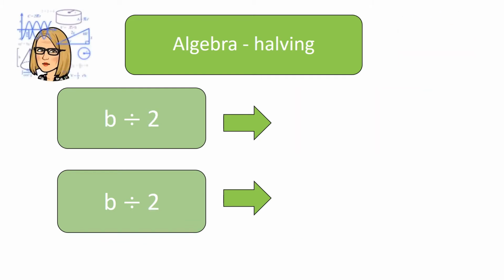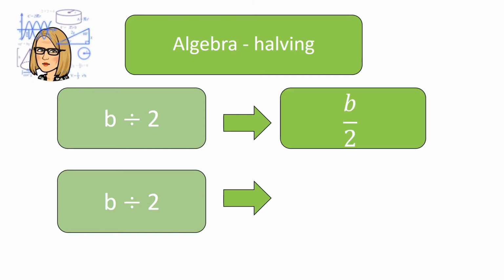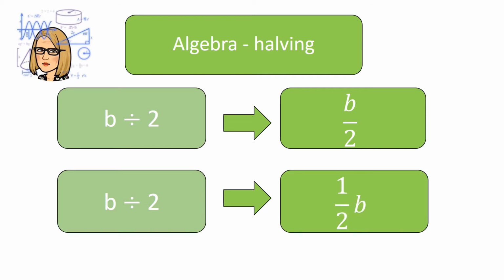If you're halving in algebra, well, you know that halving is the same as dividing by 2. So half of b would be b divided by 2, and would be written like that, b over 2. You probably know that if you're halving a number or dividing it by 2, that's the same as multiplying it by 0.5 or multiplying it by a half. So you could also write half of b like that, a half multiplied by b. There's no multiplication sign there because we don't use that in algebra. But the half next to the b means a half multiplied by b.